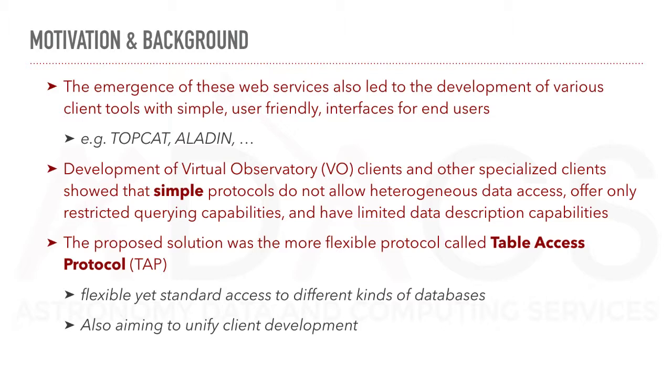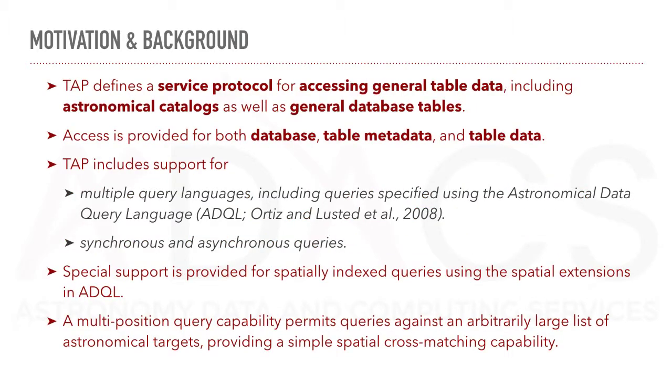The development of virtual observatory clients and other specialized clients showed that simple protocols do not allow for heterogeneous data access, offer only restricted query capabilities, and have limited data description capabilities. The proposed solution was the more flexible protocol called TAP. It is a flexible yet standard access to different kinds of databases, and also aimed to unify clients' development. TAP defines a service protocol for accessing general table data, including astronomical catalogs, as well as general database tables.